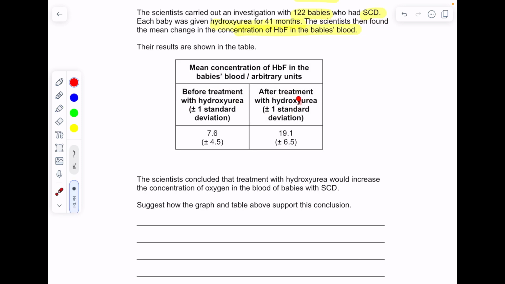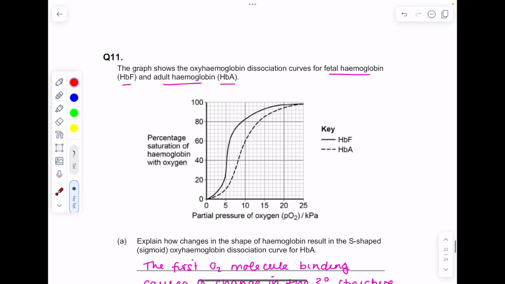So we can see that after treatment with the hydroxyurea, the mean concentration of fetal haemoglobin has increased. The scientists concluded that treatment with hydroxyurea would increase the concentration of oxygen in the blood of babies with sickle cell disease. Suggest how the graph and table support this conclusion. So we can already point out what I've already said, which is that there is a significant increase in fetal haemoglobin after treatment. And then if we use the graph, remember that the fetal haemoglobin, as you can see here, has a higher affinity for oxygen, and that therefore means that more oxygen can be carried.